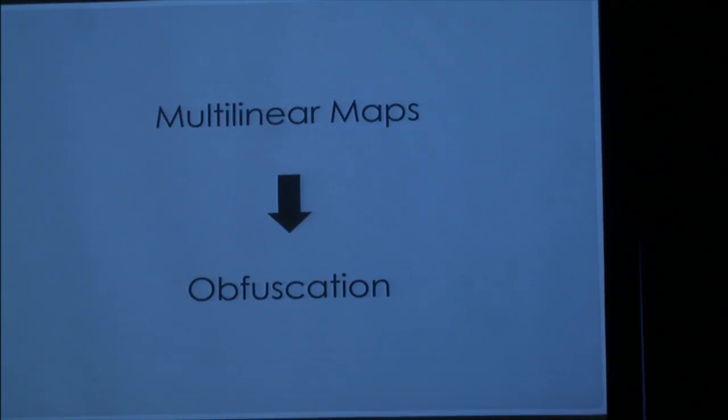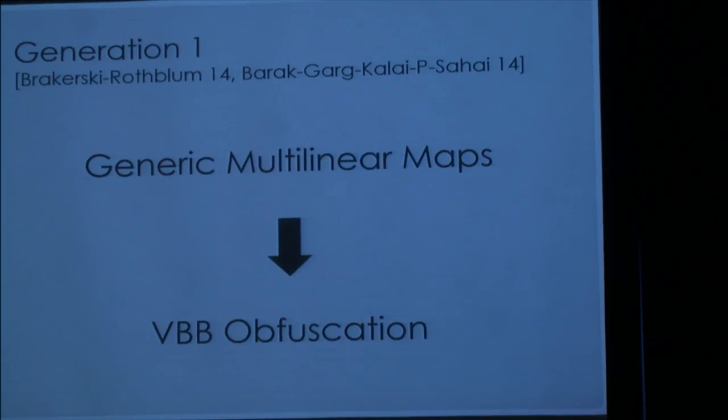OK, so back to our reduction. The next step will be to specify what notion of security you want for the obfuscation, and what kind of security you need from the multilinear maps. In the different generations, we're going to consider different combinations of these notions. In the first generation, we give a reduction that considers the strongest possible security for both the obfuscation and the multilinear maps. So we get VBB obfuscation based on what's called generic multilinear maps. Let me tell you what these are.